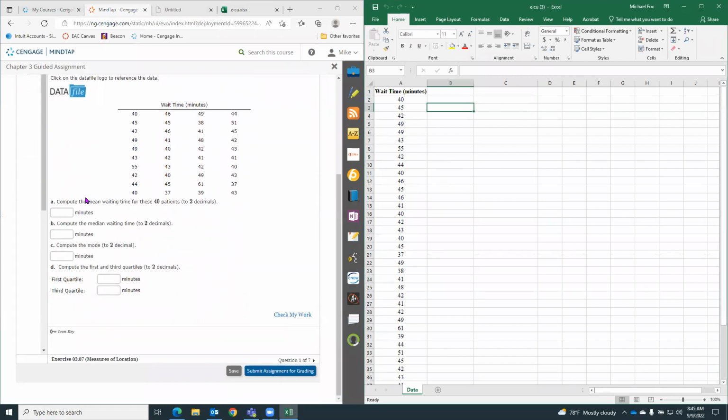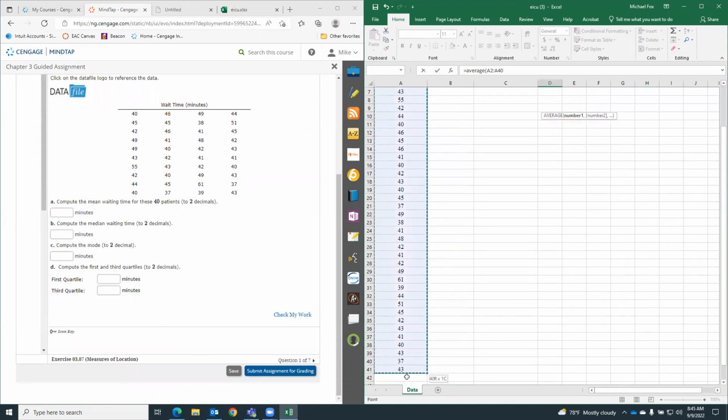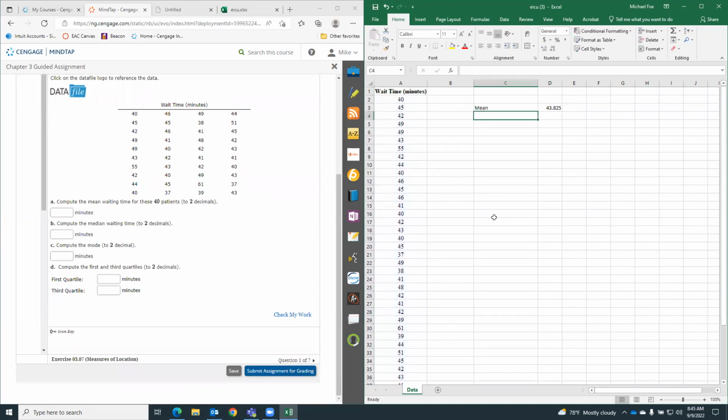And then it asks us to compute the mean waiting time for the 40 patients to 2 decimals. So in Excel, instead of using the word mean, the function is equals average. And then you just highlight the data you want to take the average of. So there's our mean. And it wants us to do it to 2 decimals, so I'm going to tell Excel I want all of my answer output in 2 decimals. Here's where you can adjust the number of decimals.